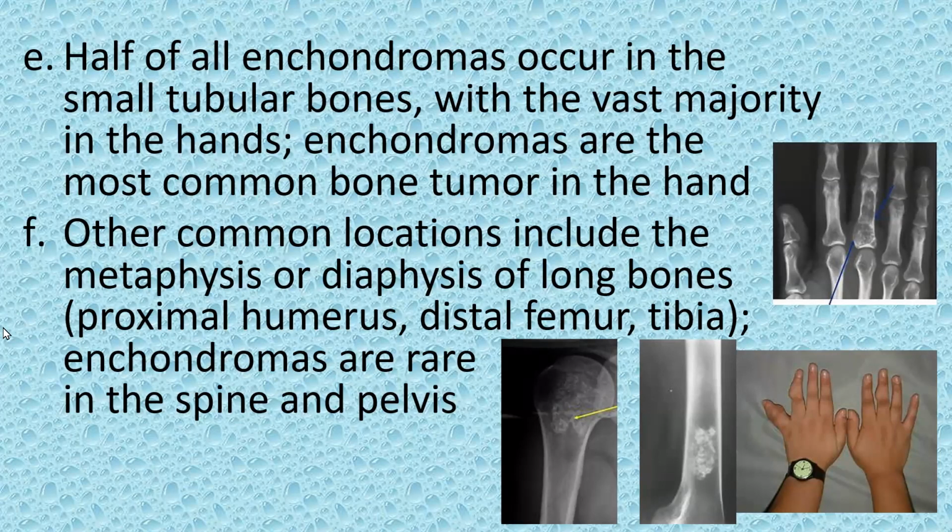Other common locations include the metaphysis or the diaphysis of long bones. The proximal humerus is quite common. The distal femur and tibia. Enchondromas are rare in the spine and pelvis, but we don't like them so much. The ones that I identified in the pelvis were more or less malignant.